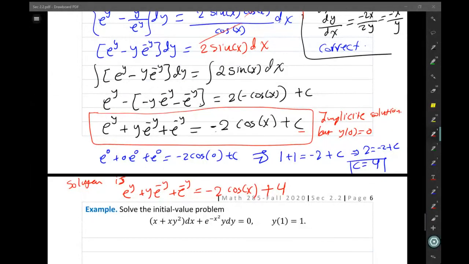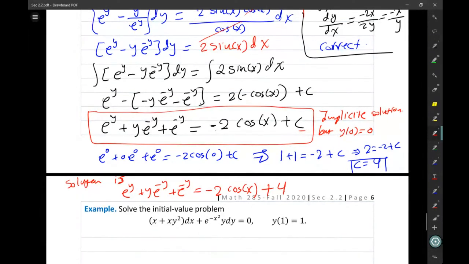c equals 4. Take the minus 2 to the other side.